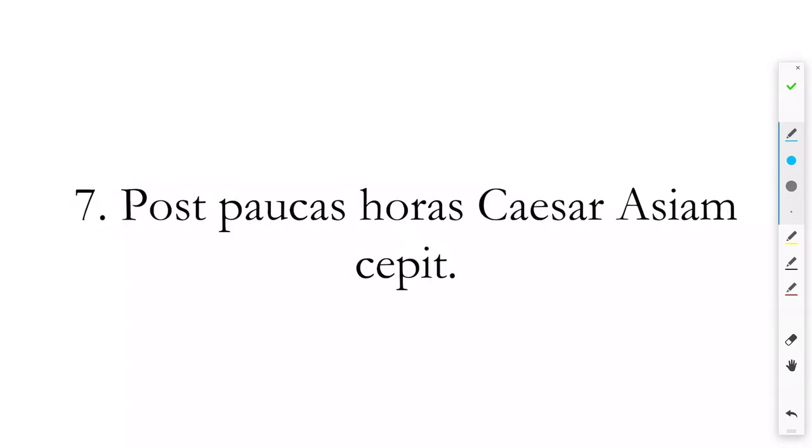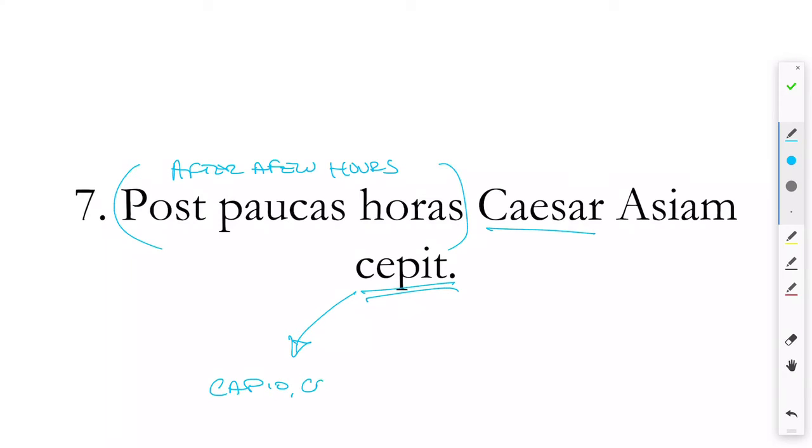Number 7, post paucas horas Caesar asiam capit. It begins with a prepositional phrase, after a few hours. Then comes the subject, Caesar. What did he do? He took, there's your verb. Caesar took Asia. What verb does this come from? You will not find capi in the dictionary. It comes from capio, capere, cepi, captum. Since it's built on the third principal part, it is the perfect system, and in this case, it's just the present perfect. Third person, singular, present perfect, active, indicative.